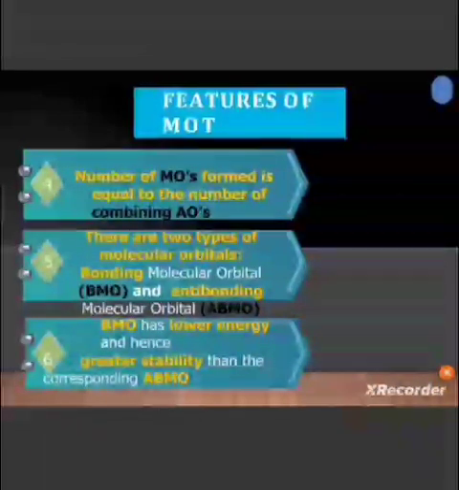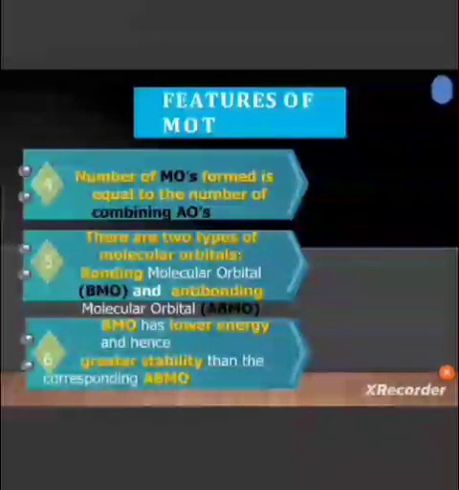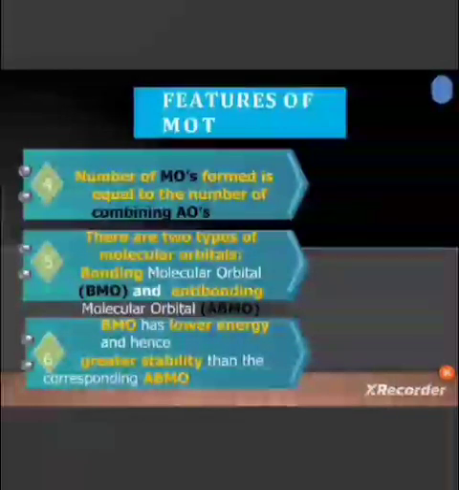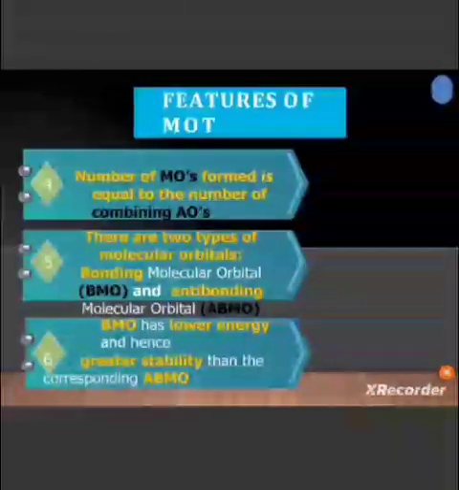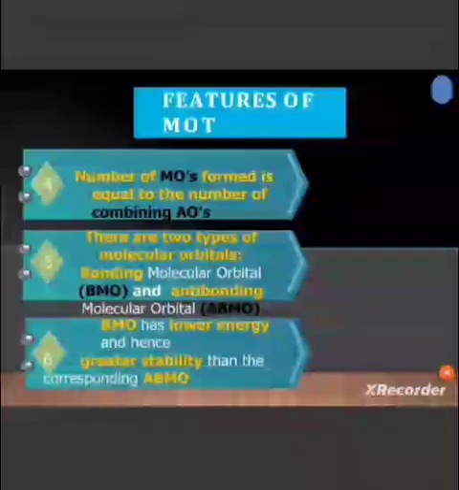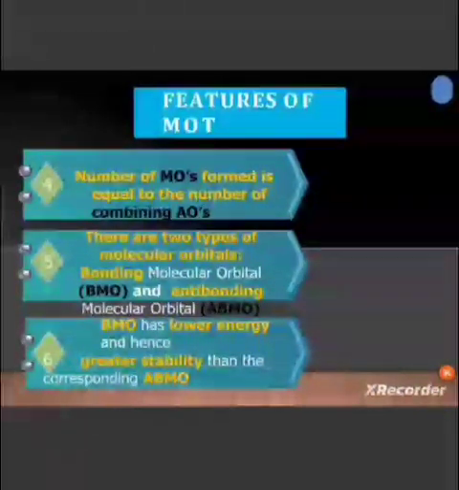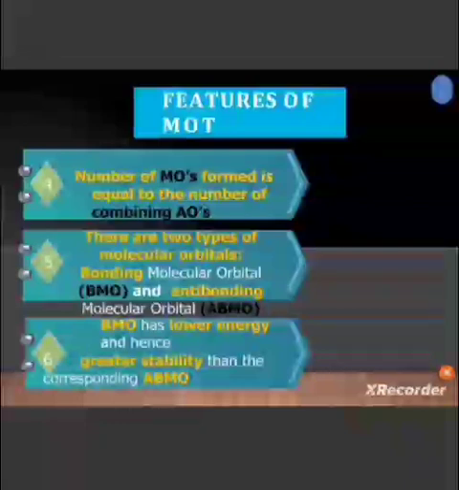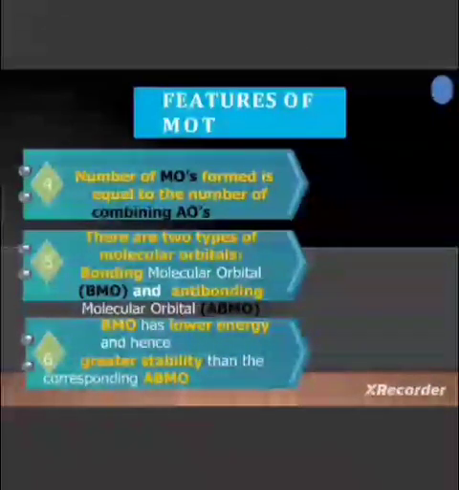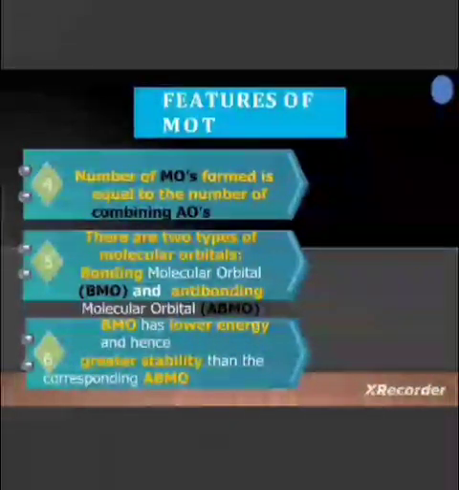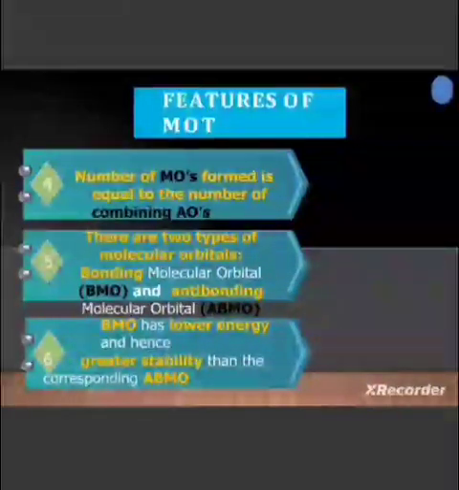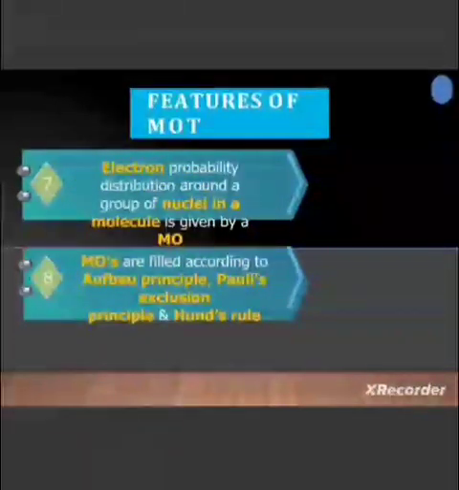The number of molecular orbitals formed is equal to the number of combining atomic orbitals. Students, there are two types of molecular orbitals, bonding molecular orbital and anti-bonding molecular orbital. A bonding molecular orbital has lower energy and more stability than the corresponding anti-bonding molecular orbital. The electron probability distribution around the group of nuclei in the molecule is given by the molecular orbital.